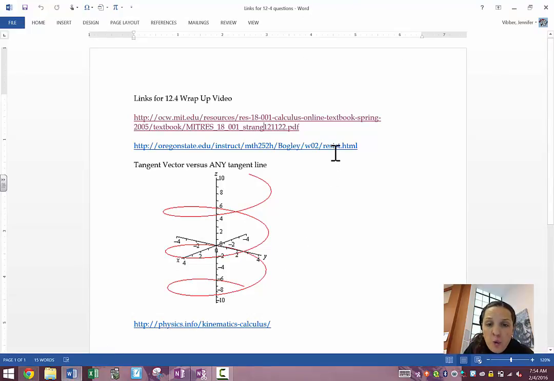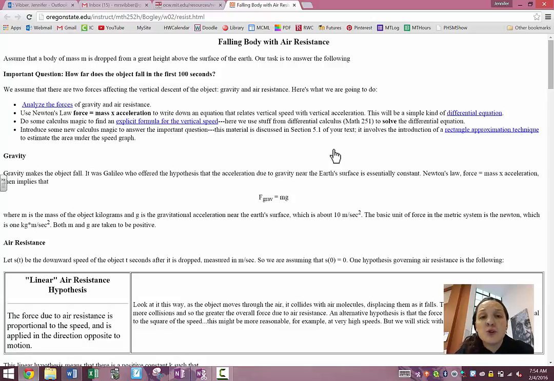Another question I got is, what about air resistance? What do you do about air resistance? Well, I've done a lot of research on that and tried to build it into questions, but honestly, air resistance depends a lot on the air you're at, what your height is, if there's wind, a whole bunch of things. So I found this article about a falling body with air resistance.